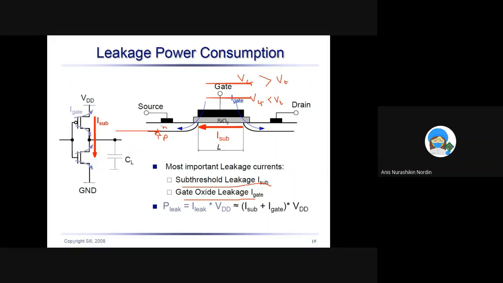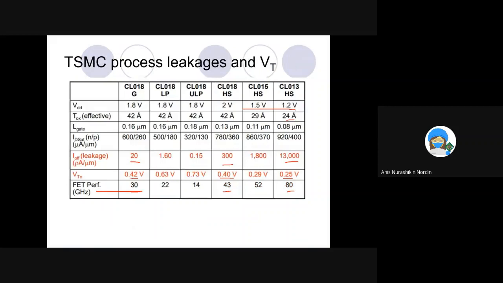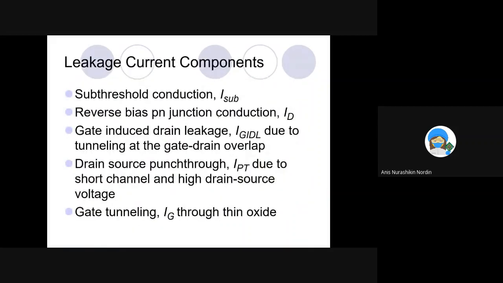Because you are putting voltage here and there's no voltage here, this PN junction is reverse biased. But even though it's reverse biased, you can have reverse bias current, which is supposed to be very, very small. So this is the leakage part, the reverse bias PN junction conduction. It is small, but when you accumulate all of them, there will be a lot. There is also another thing called gate-induced drain leakage, GIDL, due to the tunneling at the gate-drain overlap.